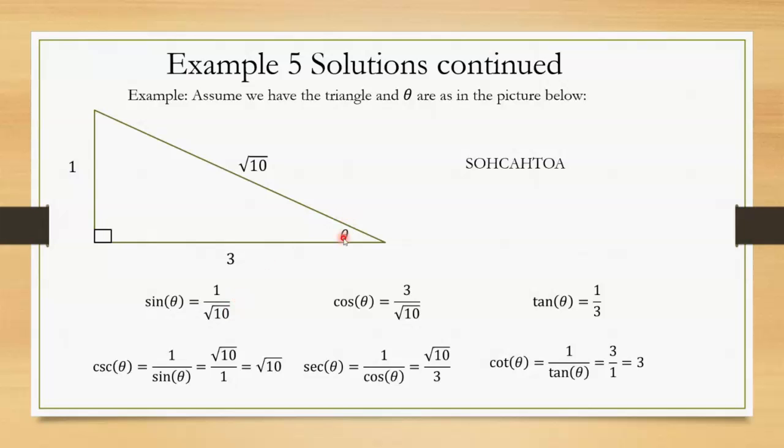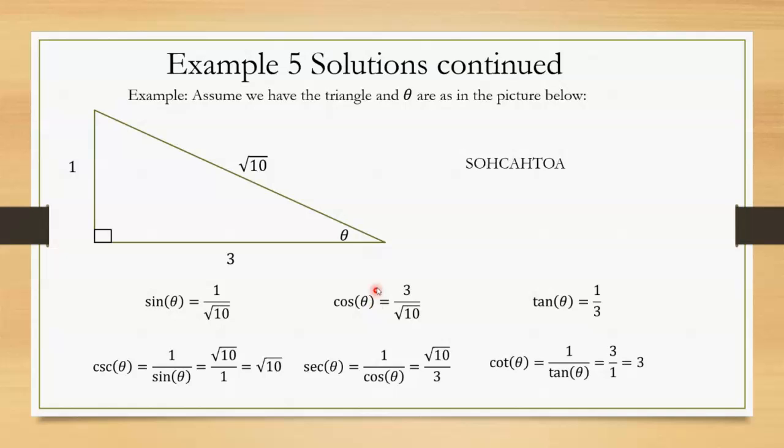Now cosecant, remember, is 1 over sine. And what is 1 over this fraction? You just invert it. The denominator becomes the numerator, and the numerator becomes the denominator. So you turn the fraction upside down, and we get radical 10 over 1, which is just radical 10.